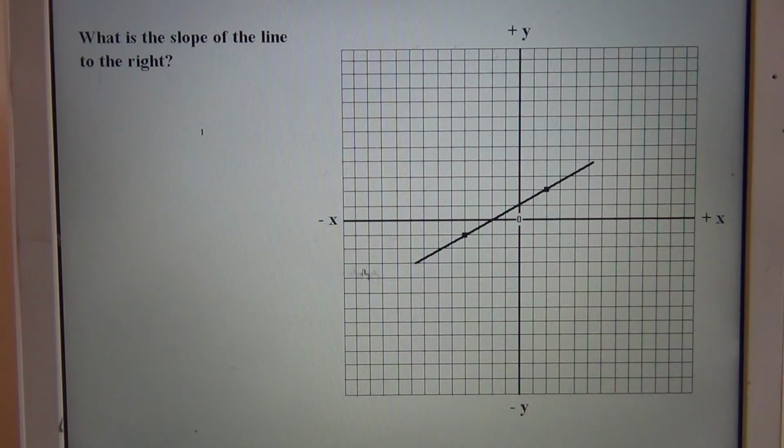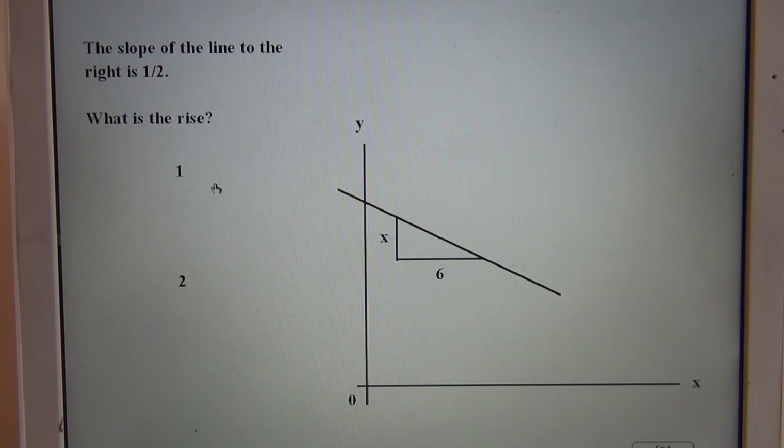Well, okay, let's see what we did here. We have 2 points. So let's look at the run first here. 1, 2, 3, 4, 5, 6. The run is 6, and the rise is 1, 2, 3. So we know the run is 6 and the rise is 3. The formula is slope is rise over run. The rise is 3. The run is 6. 3 over 6 reduces to 1/2. Very simple problem. You'll get these easily on the exit exam. You'll do very well.